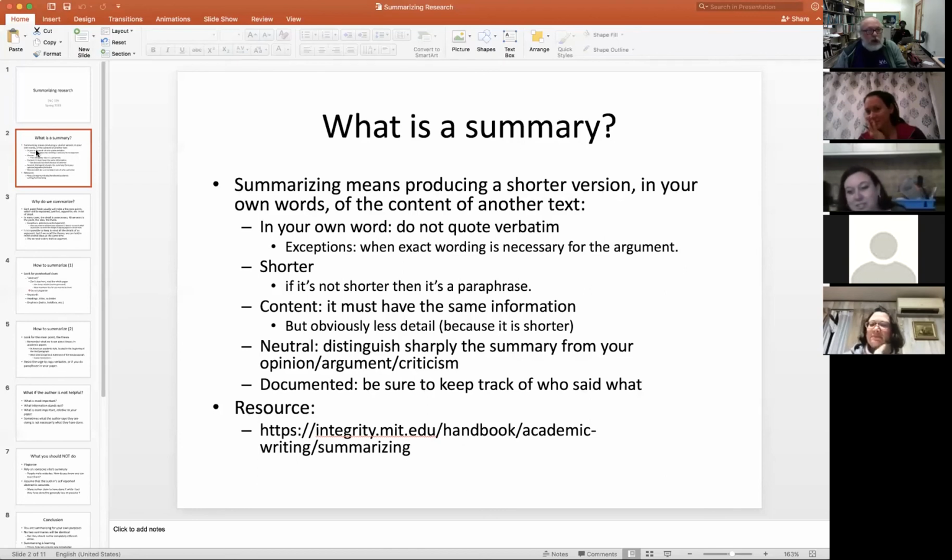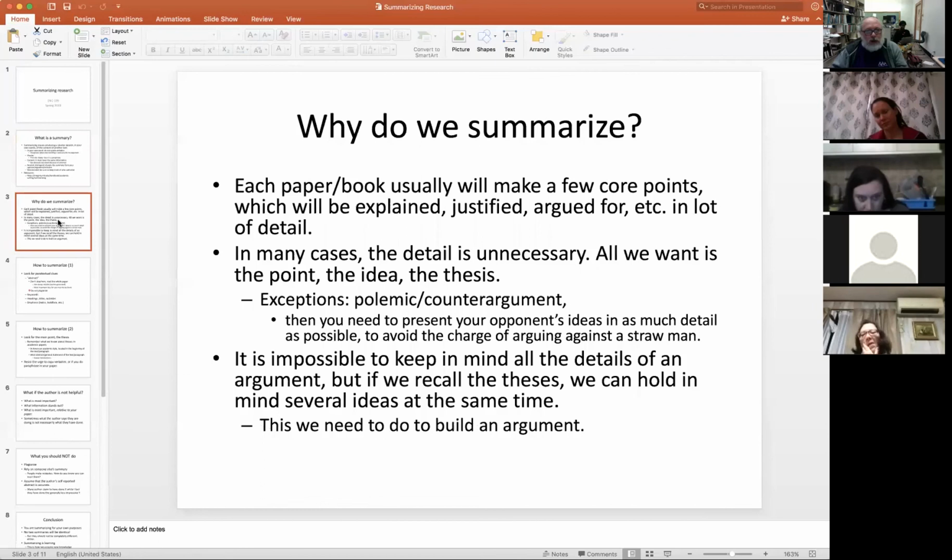Okay, and then there is a resource that I found, and it's at MIT. So I thought if it's good enough for MIT, it's good enough for us as well. You can look up what they have to say, which I thought was pretty decent, about how to summarize things. It's roughly the same thing that I just said, but hey, it's MIT. All right, so that's the definition of what summarizing is.